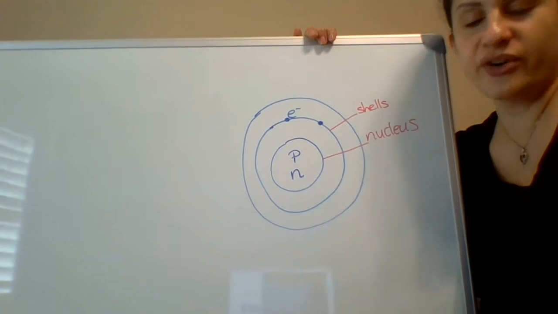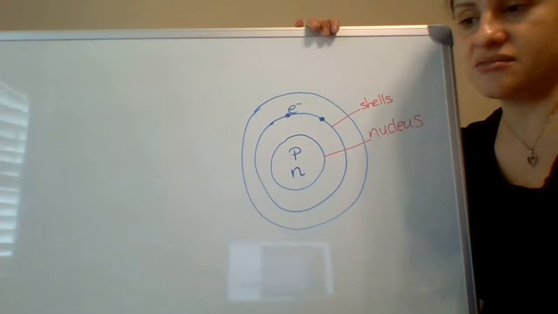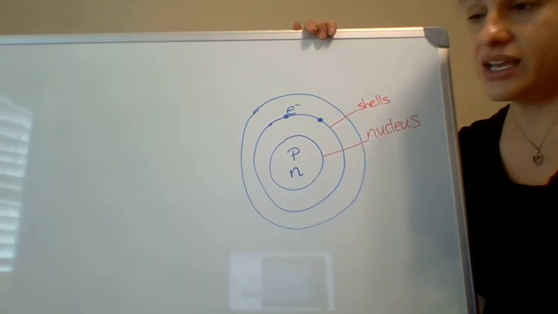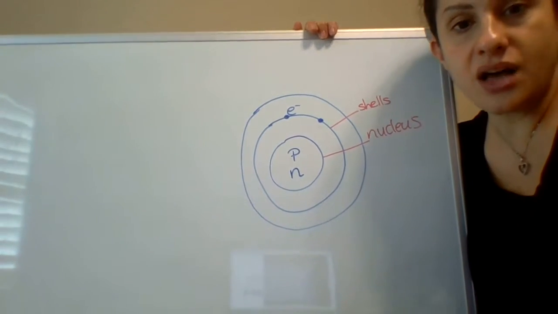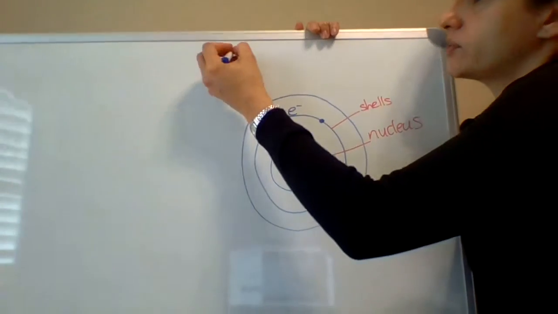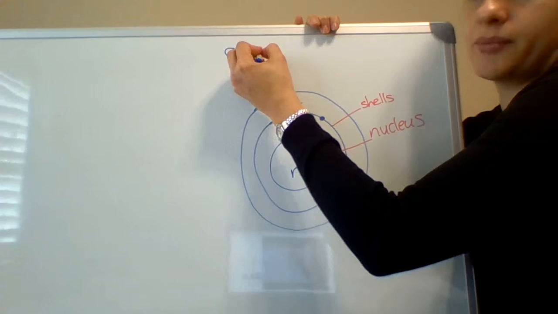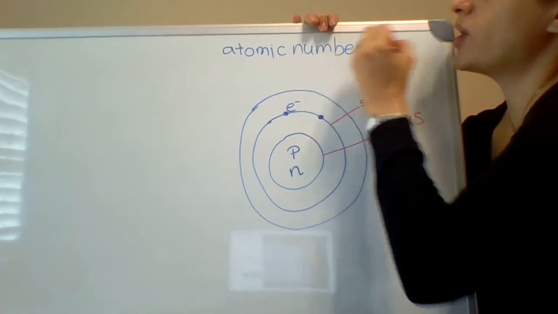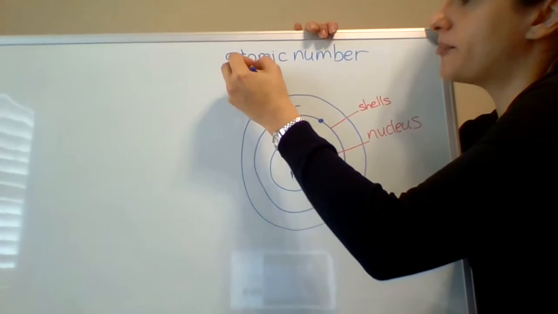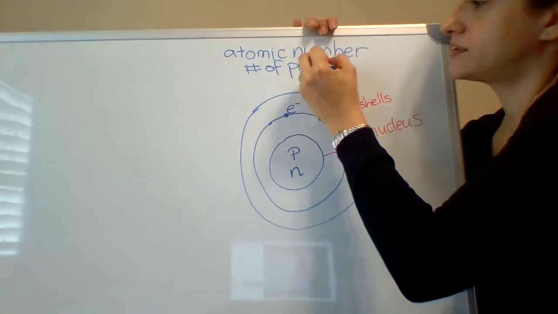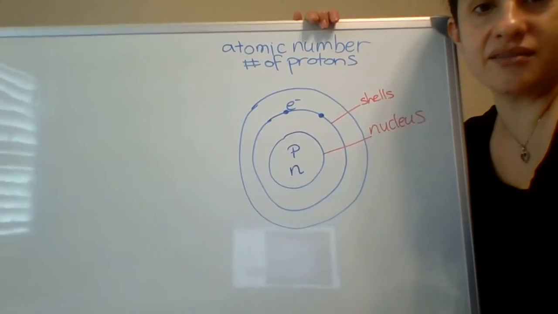Now, when you look at the periodic table, you see these numbers around each element. Those are the atomic number and the atomic mass. So what do those stand for? So when we're talking about the atomic number, what we're really talking about is the number of protons in the nucleus of that element.